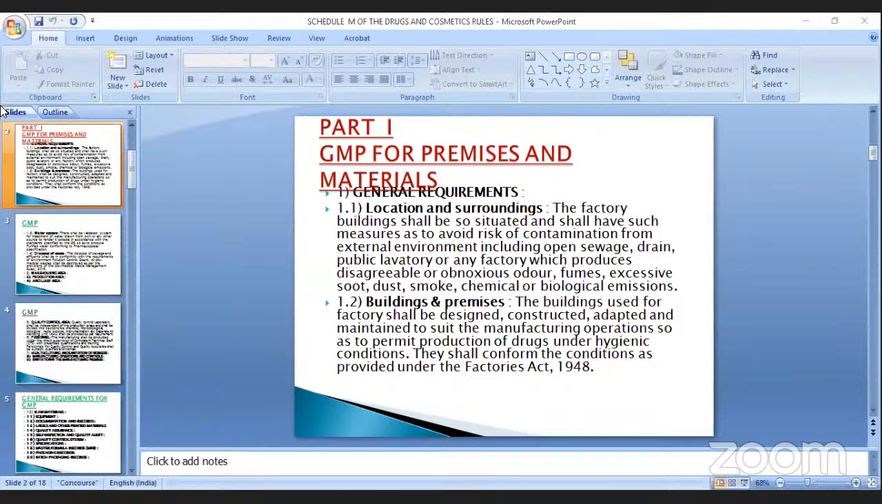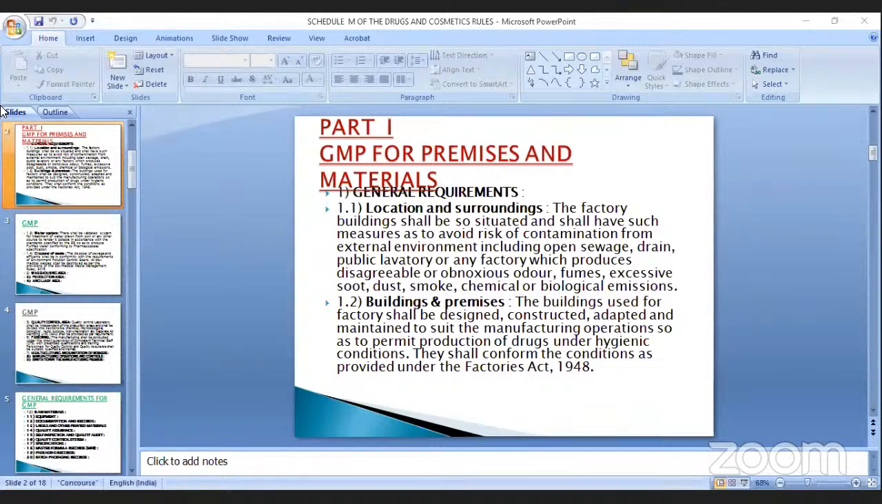If in the surroundings such types of factories are remaining, then that place will not be a suitable place for a pharmaceutical manufacturing unit. So it is the first criteria for selecting the site of a pharmaceutical unit. What kind of location is good location to maintain the GMP? What will be the good surroundings for a pharmaceutical unit?